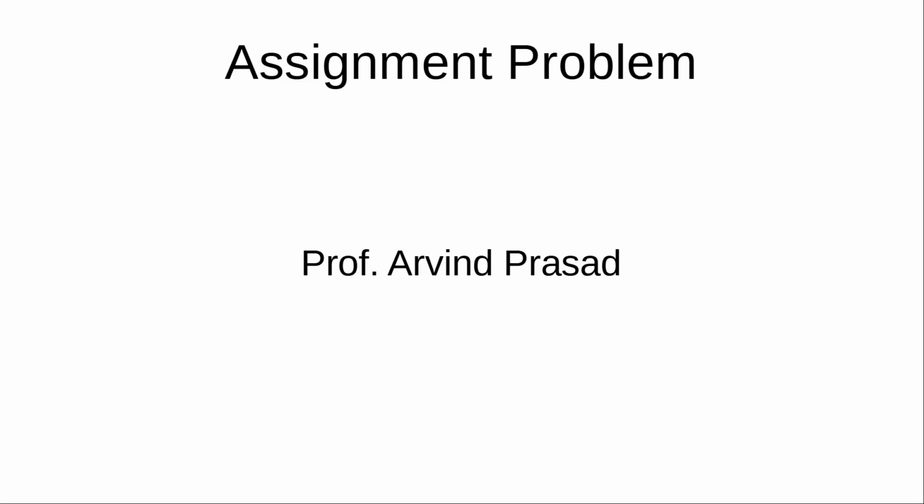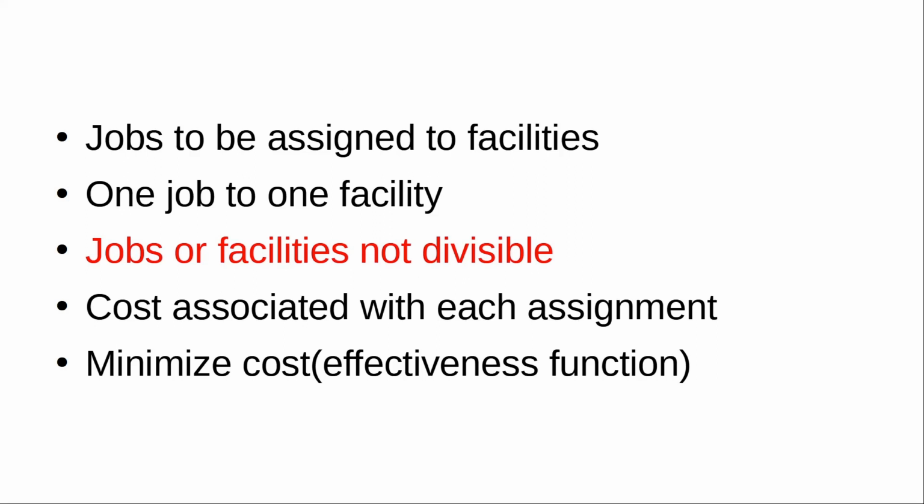Today we will learn how to solve an assignment problem. Let's first understand what an assignment problem is. In an assignment problem, there are jobs and they need to be assigned to facilities. The point to be noted here is that one job can be assigned to only one facility. Jobs and facilities are not divisible. That is, I cannot split a job and give it to two facilities. And also there is a cost associated with each and every assignment.